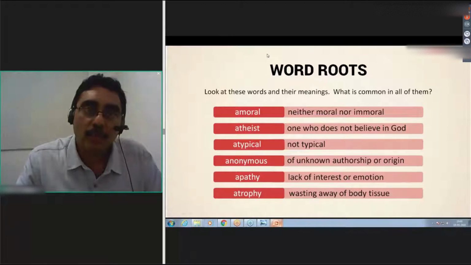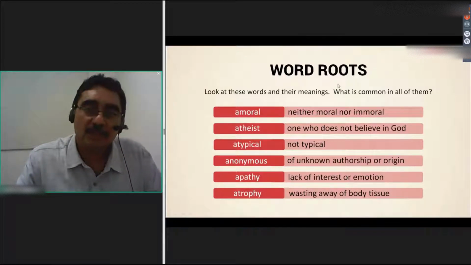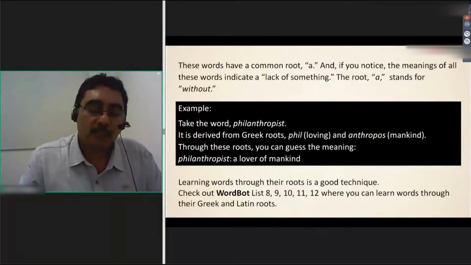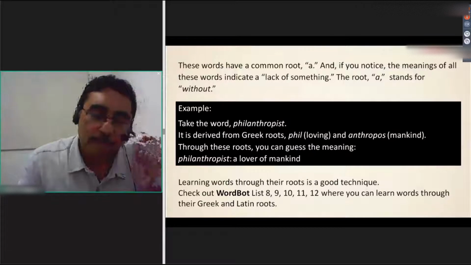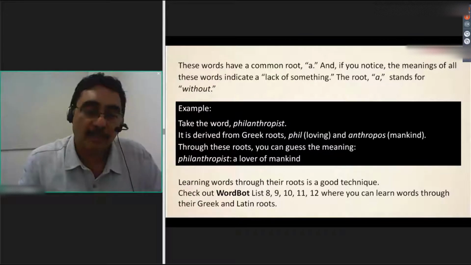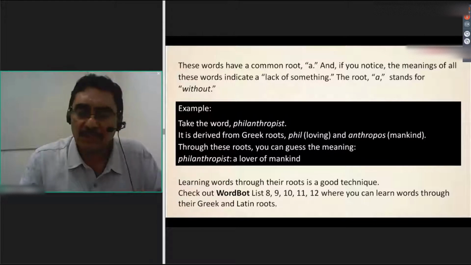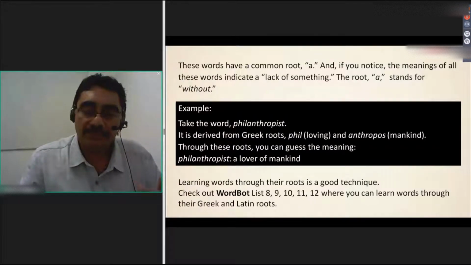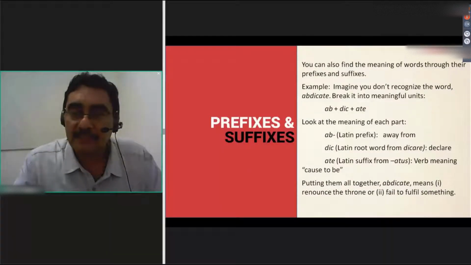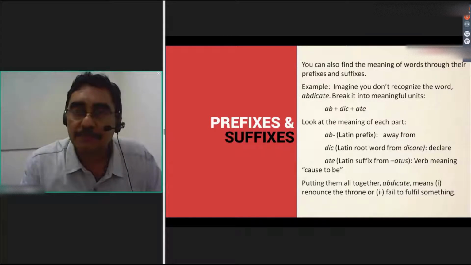So wherever words have roots or prefixes, use that. But don't expect all the words in GRE to have this, right? So we have collated words which have Greek and Latin roots. They are there in word lists 8, 9, 10, 11, and 12 of the WordBot application that I was talking about. All words in GRE do not have them, but there are some 800 words that will be available here. So those of you who like to go through roots will find this useful. Or you can go through prefixes and suffixes like this. Some words will give you this.